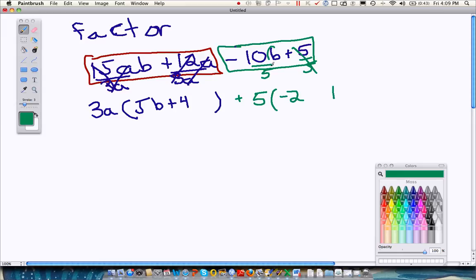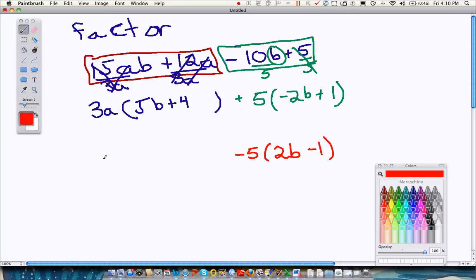Now, don't forget about this b hanging up here in the first part. So we have negative 2b plus 1. Now I just want to note that if you had decided to take a negative 5 out of the second one, you actually would have been allowed to do that. You just would have gotten a 2b, because negative 10 divided by a negative 5 is a positive 2, and 5 divided by a negative 5 is a negative 1.